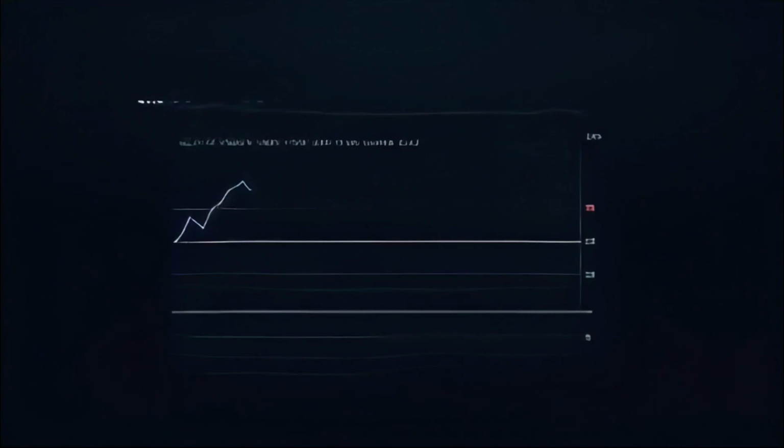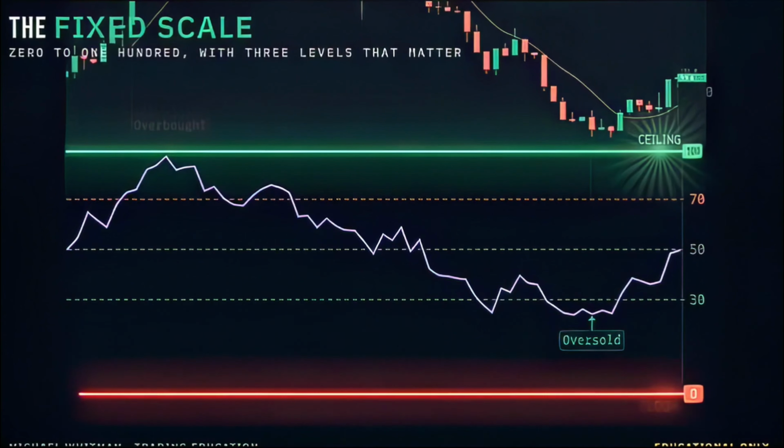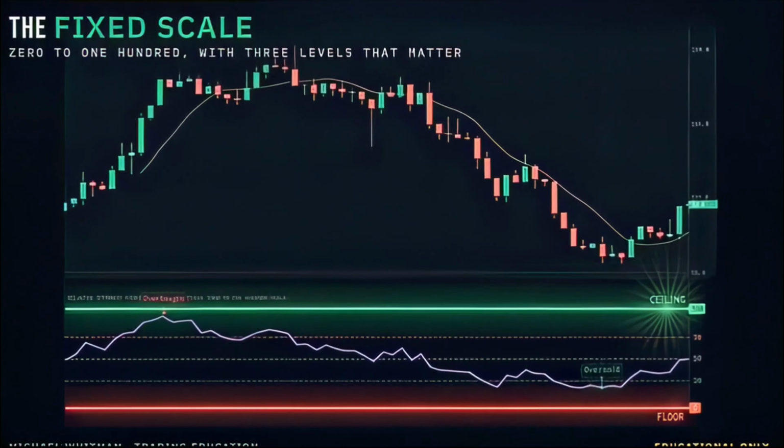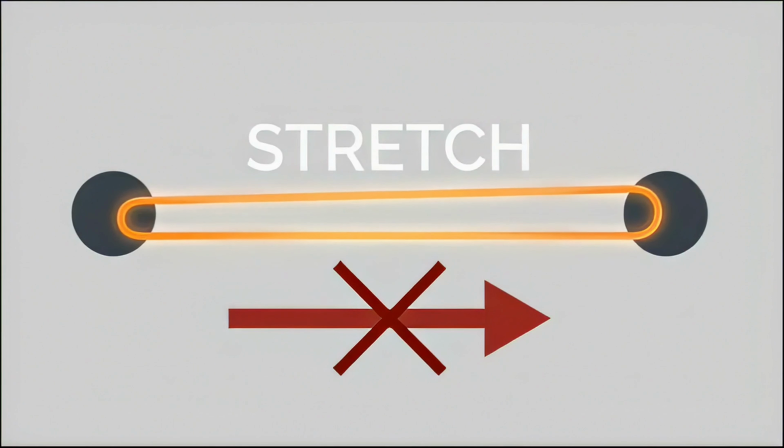That fixed scale is the whole personality of the tool, and it is what separates it from everything else on your chart. Because the scale has a ceiling and a floor, the reading always tells you where price sits relative to its own recent behavior. It is a measure of stretch, not a measure of direction.